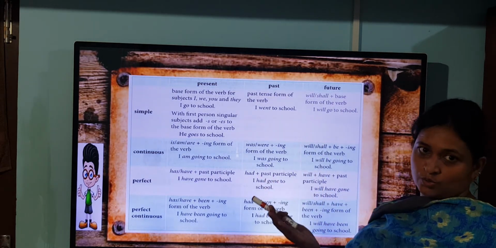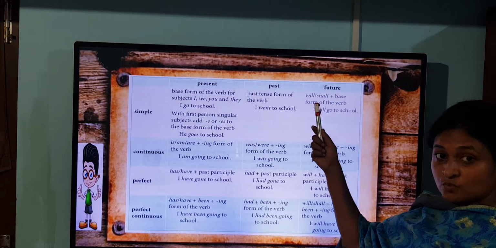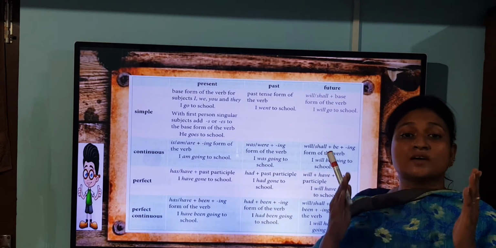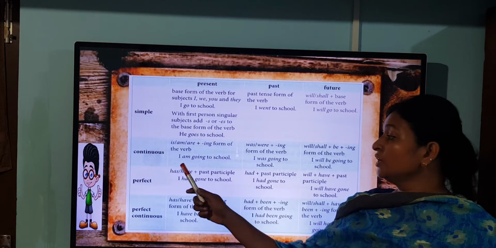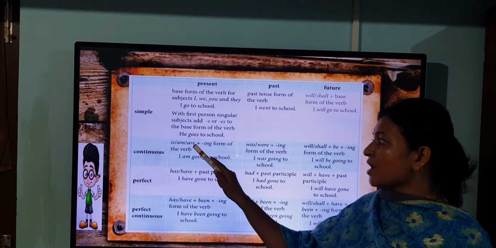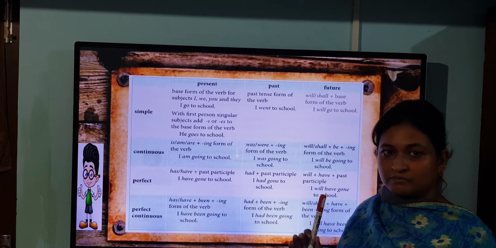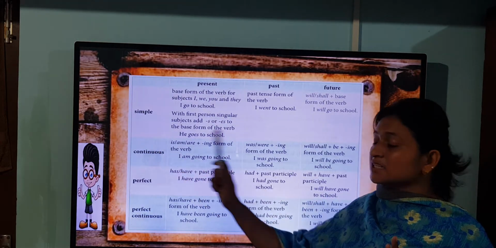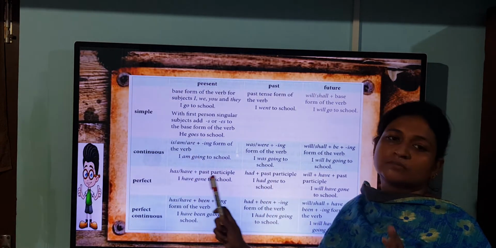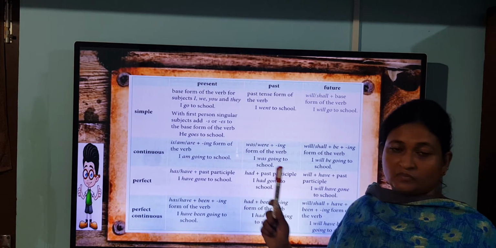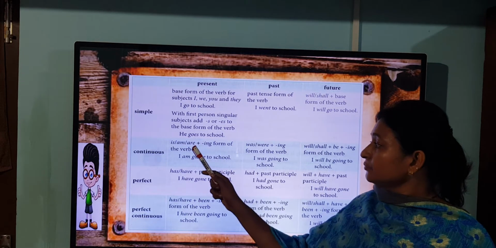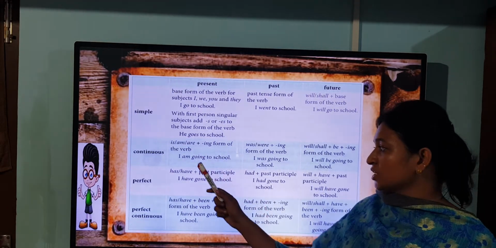She will go to school. Like that. You can either use will or you can use shall. Continuous. Continuous means whenever any action is going on, we put it under the category of continuous. Is, am, are plus the ing form of the verb. That is for present continuous tense. Is is used for singular subject, and am is always with I. Whenever you have I, we will be using am: I am going to school. Are is used for plural subject.